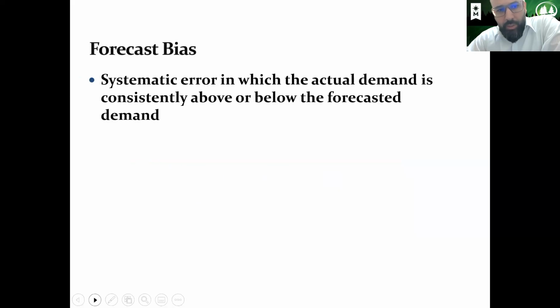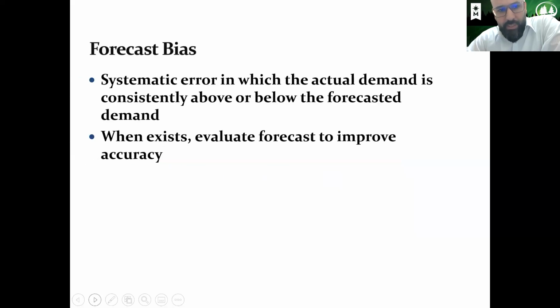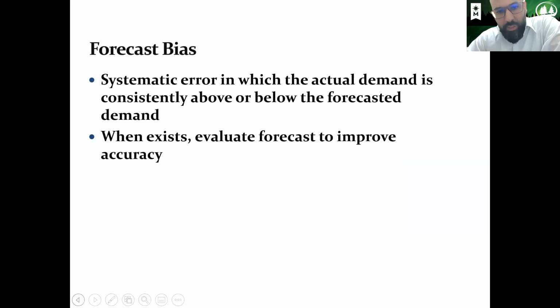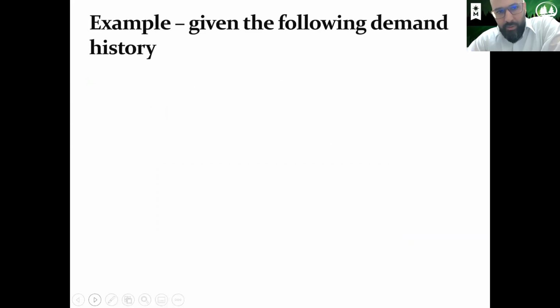All right, starting with bias. Forecasting bias is a systematic error in which the actual demand is consistently above or below the forecasted demand. When it exists, we need to evaluate forecasts to improve accuracy. So whenever we see this consistently all the time, above or below the forecasted demand, then we have to improve the accuracy of the forecast.